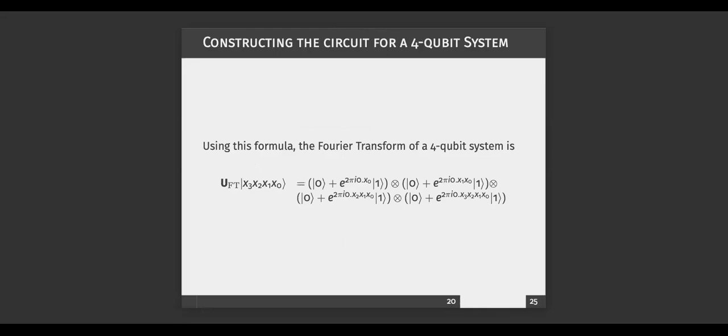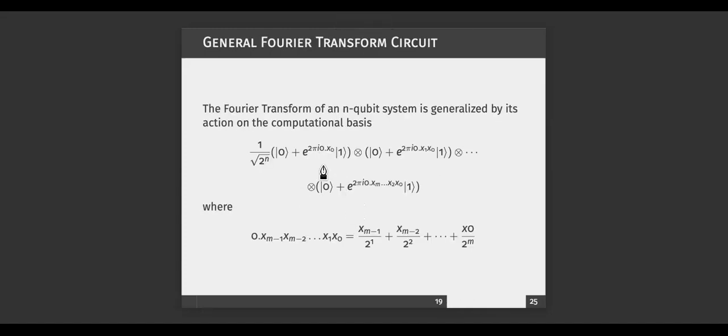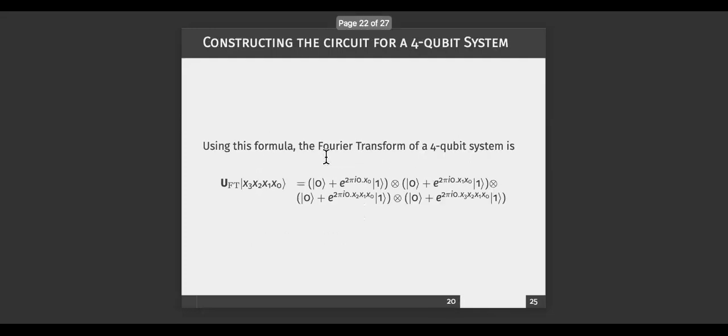So if you have a 4-qubit system, it would look like this. Okay, so let's go back. If this is the representation of an n-qubit system, where you have x0, x1, x2 up to xm, then for a 4-qubit system you have x0, x1 to x3.